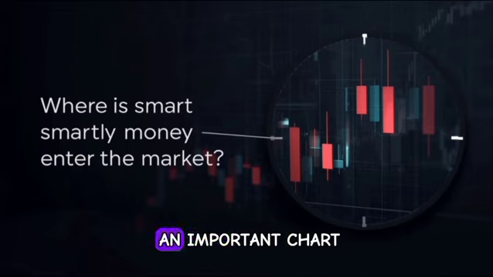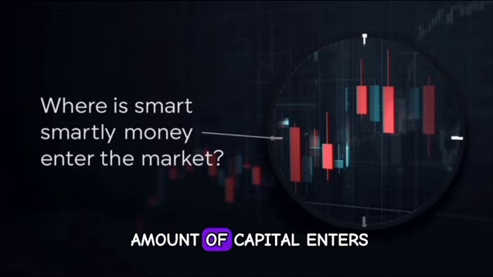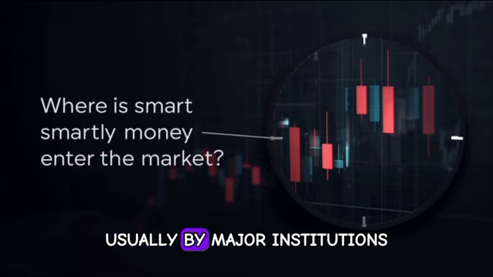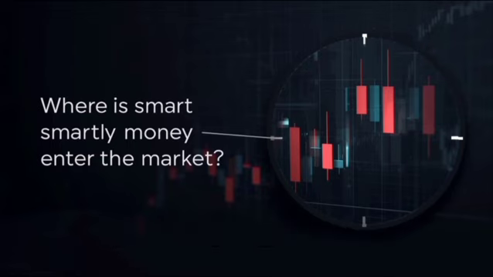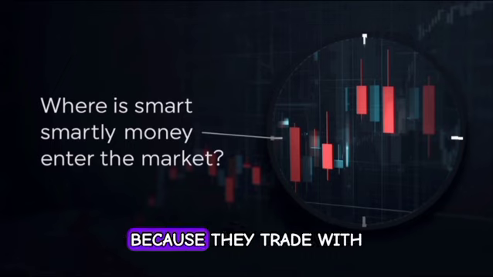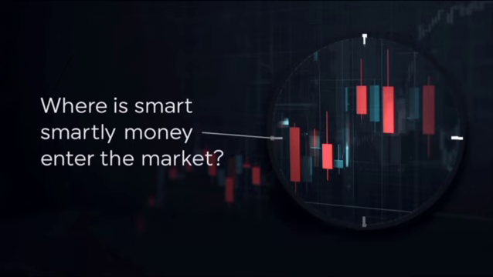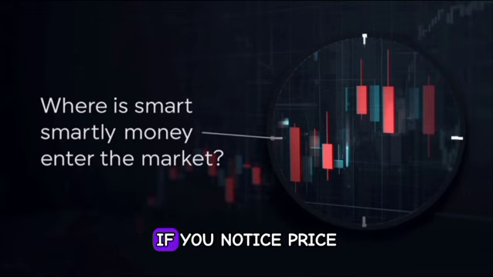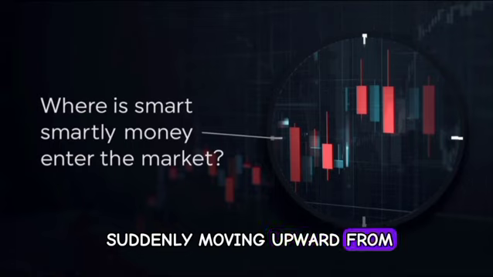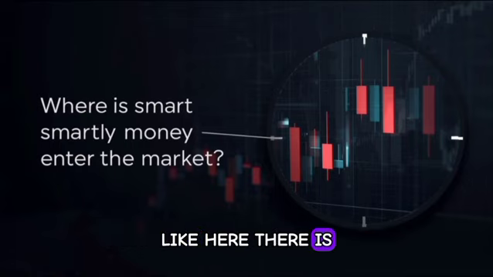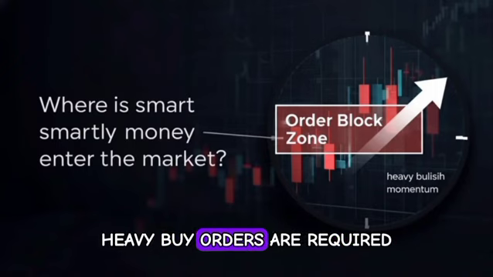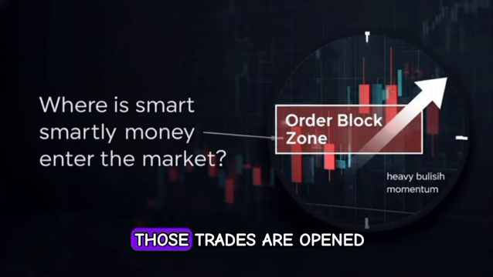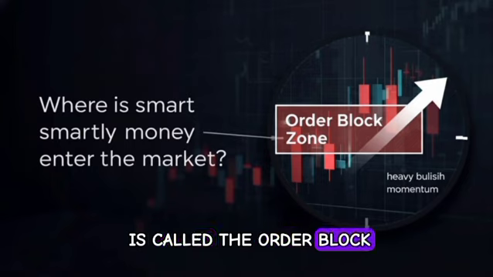An order block is an important chart area where a large amount of capital enters the market, usually by major institutions or banks. We often refer to them as smart money because they trade with significant funds. Due to their trades, strong price movements appear on the chart. If you notice price suddenly moving upward from a certain area, like here, there is a possibility that institutional traders have taken buy positions. To push the price up so quickly, heavy buy orders are required. The area from which those trades are opened is called the order block zone.